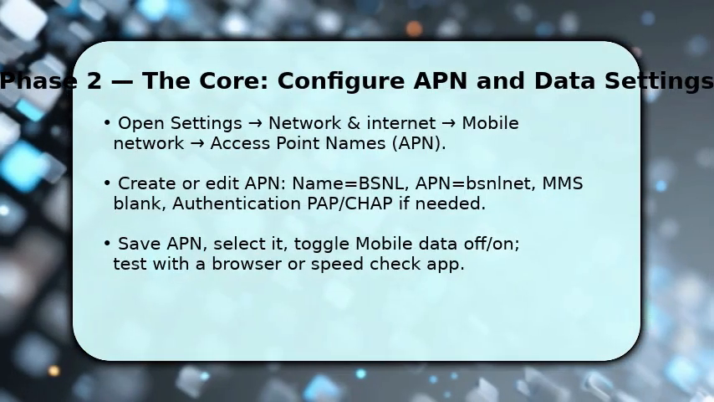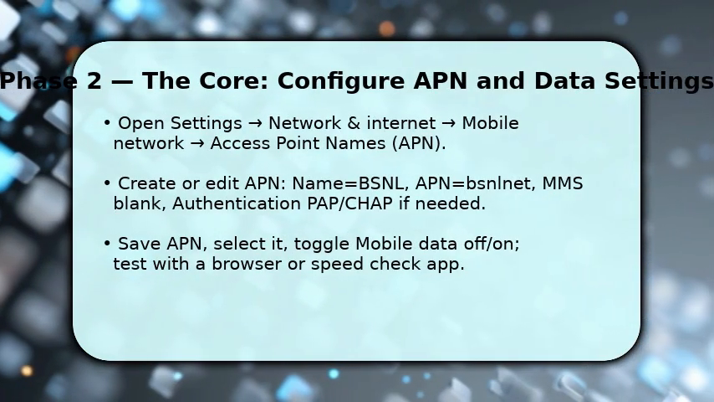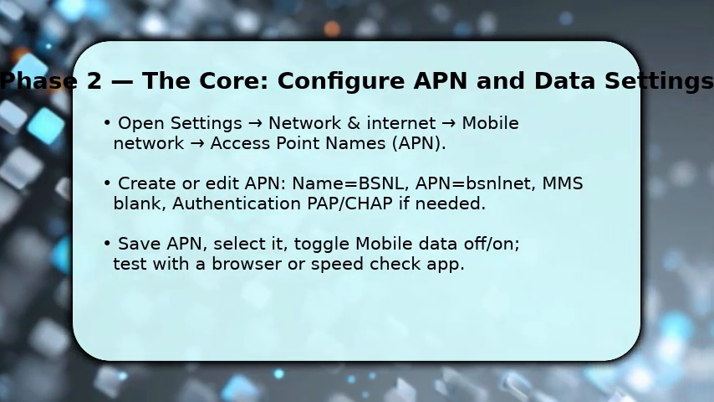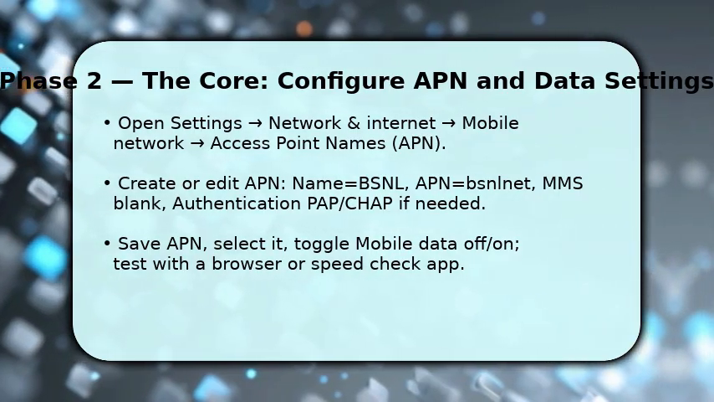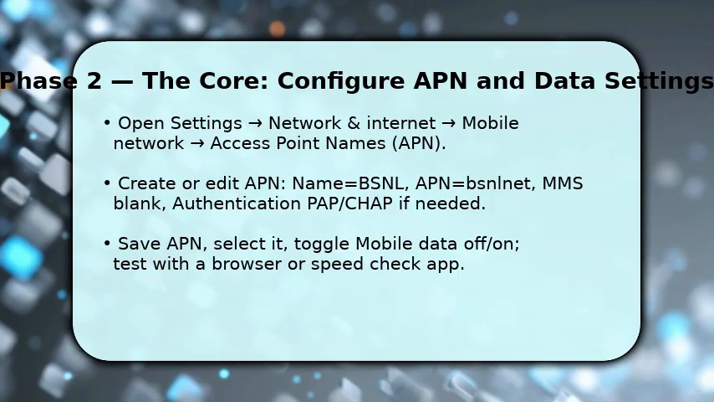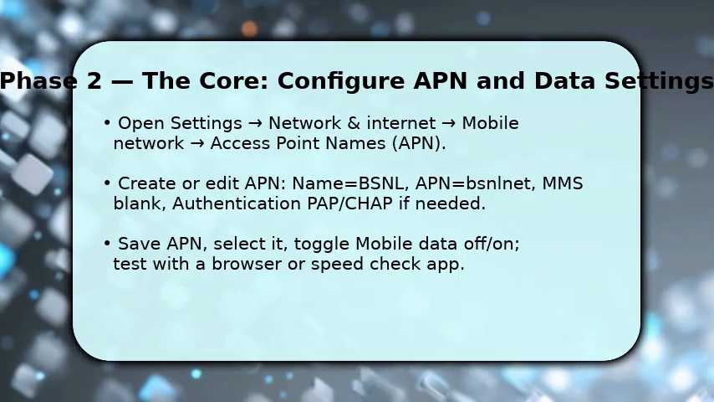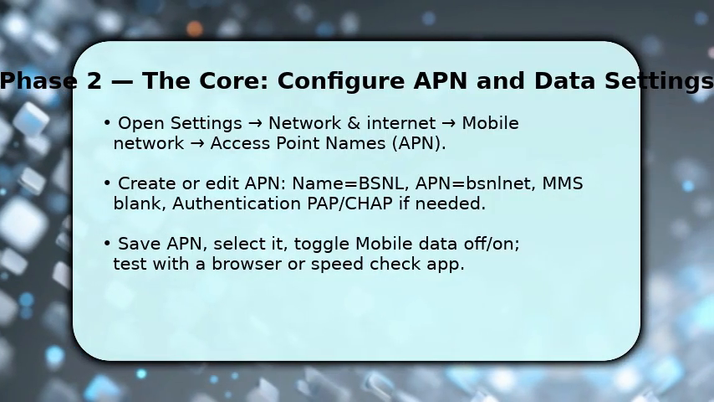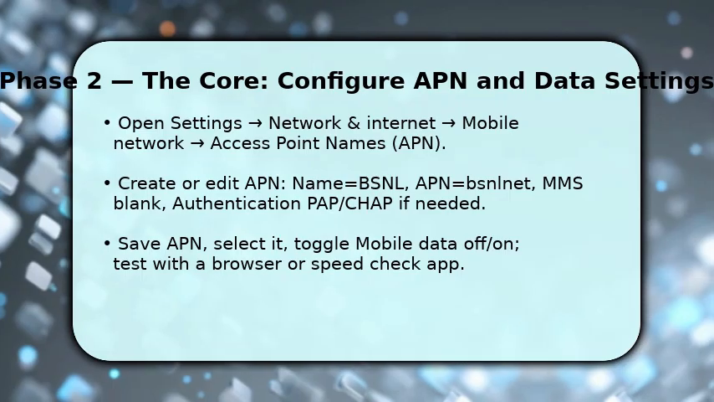Now you configure the core, the APN. Go to access point names and either create a new APN or edit the default. Use APN bsnlnet and leave MMS fields empty unless required. Select PAP or CHAP only if connection fails. Save and then select that APN because the phone uses it to route internet traffic.